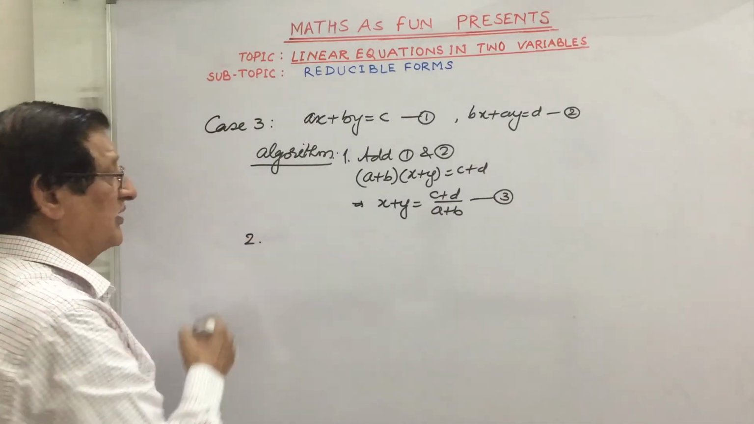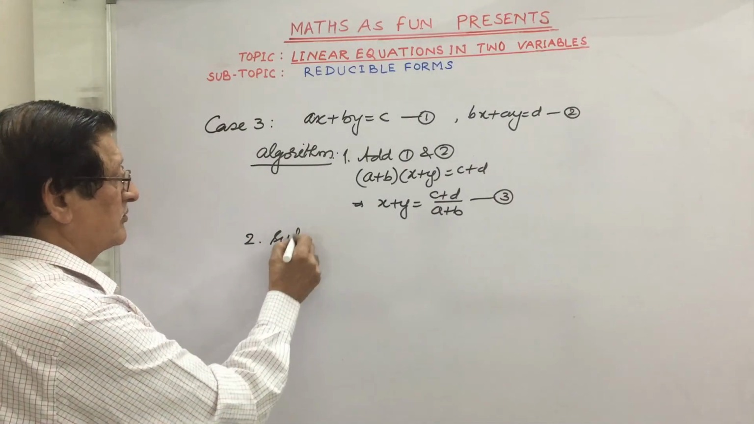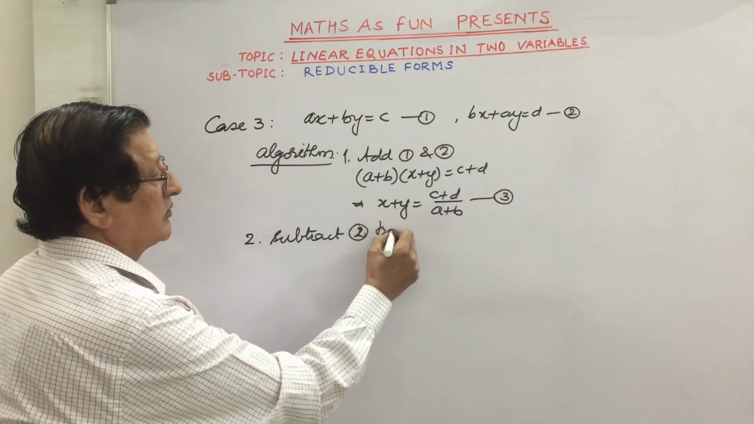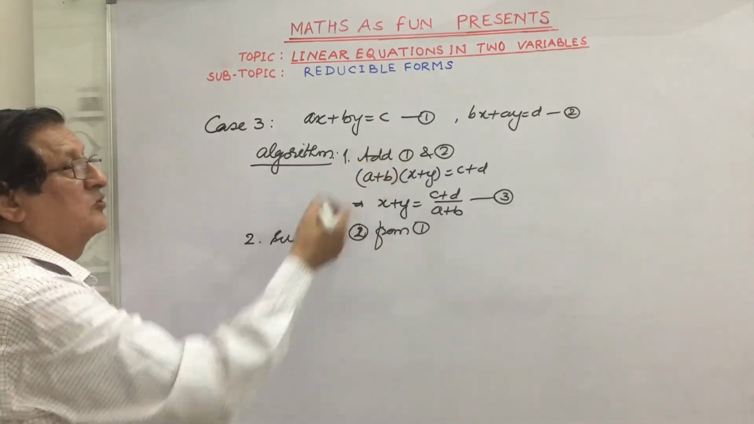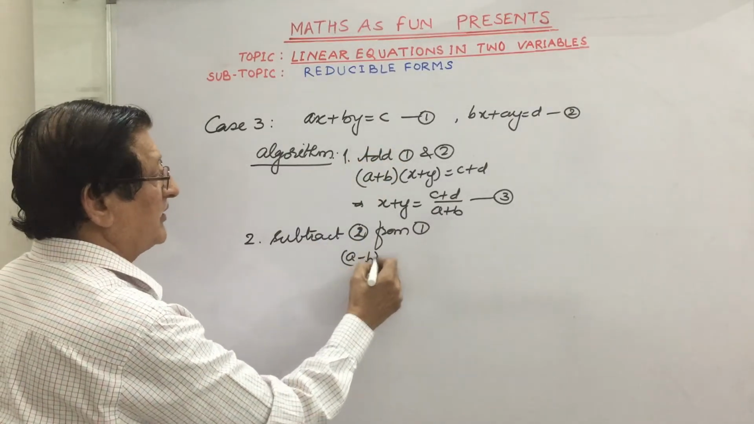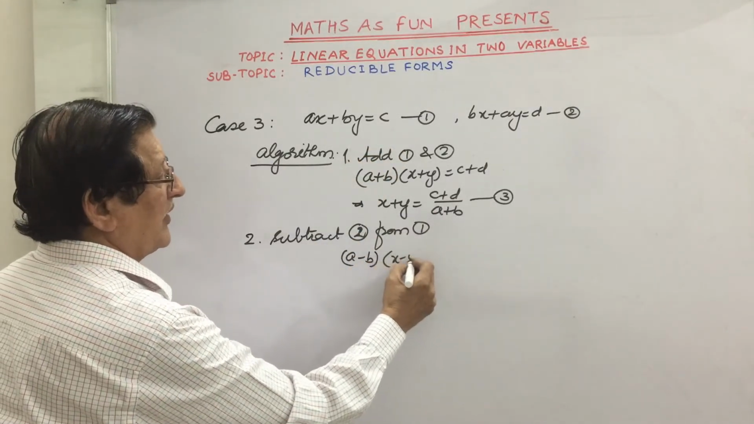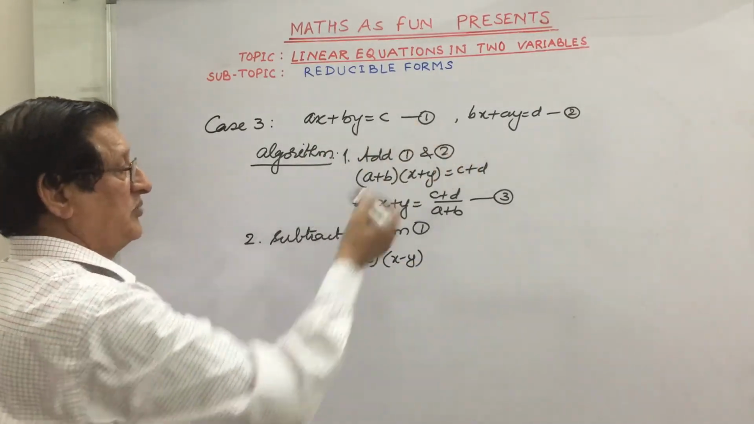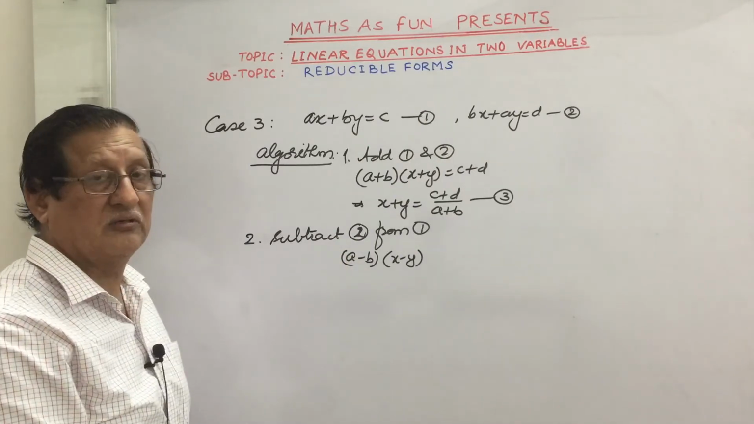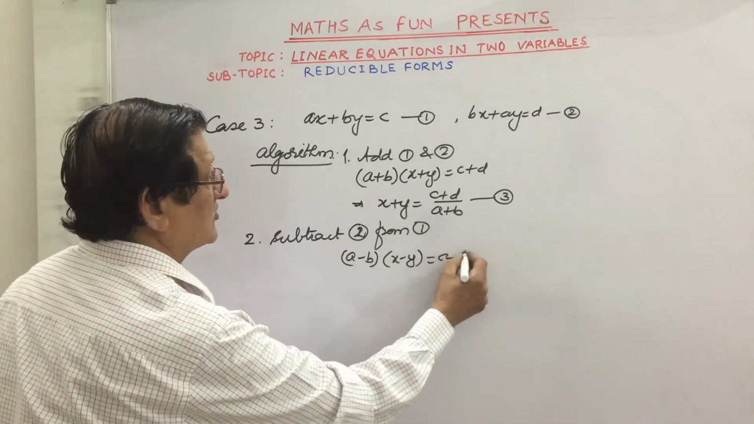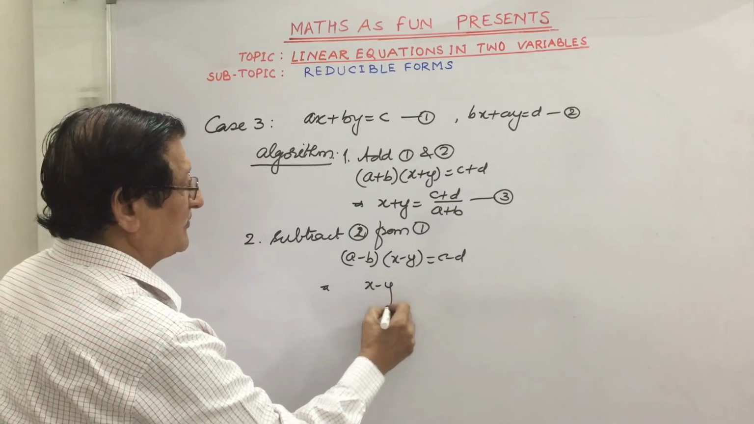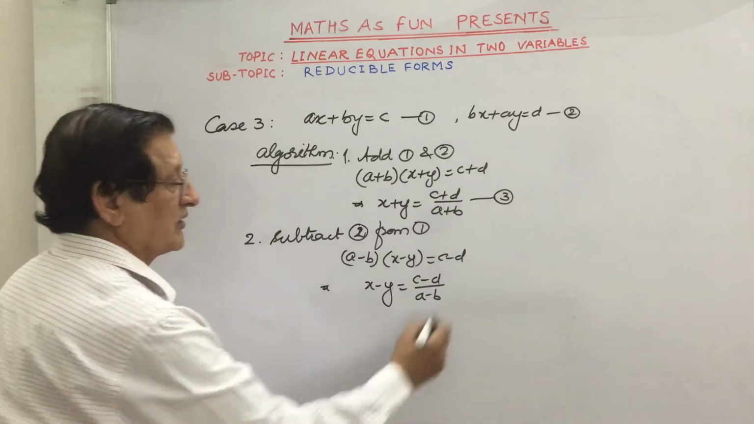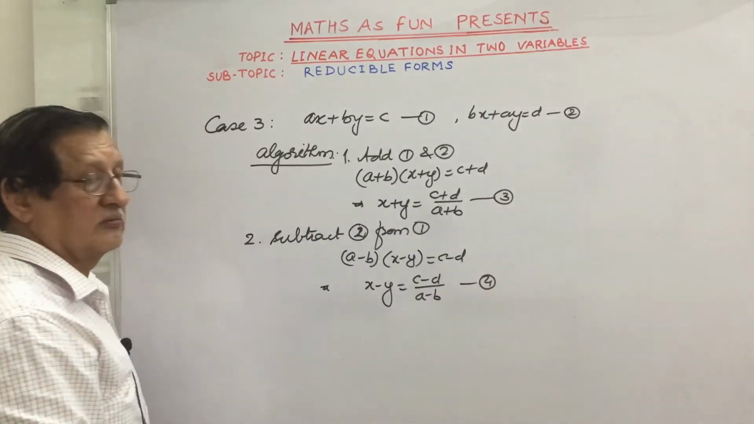And second step we can take, subtract 2 from 1. If we subtract 2 from 1, we will have a minus b into x minus y. See here, a minus b into x, and this will be b minus a, so we can take a minus b into x minus y, and that will be equal to c minus d, which gives you x minus y equal to c minus d upon a minus b, and this can be named as equation number 4.